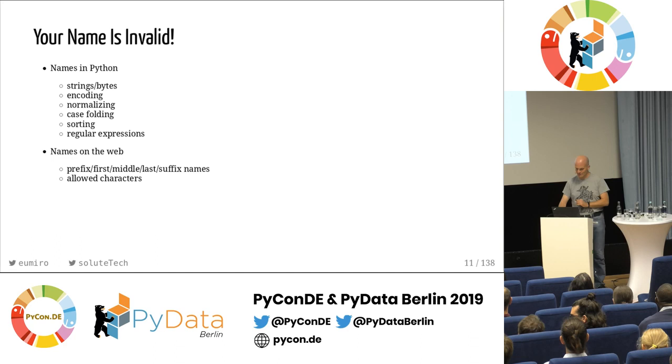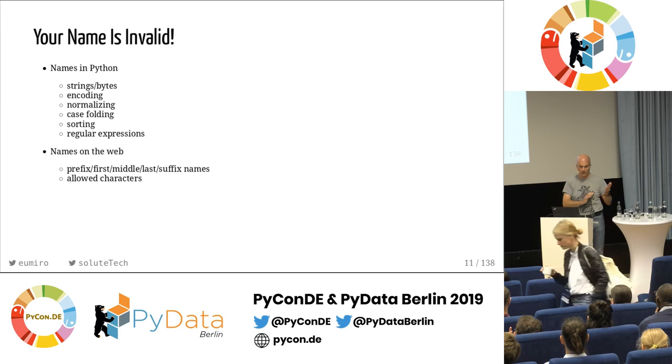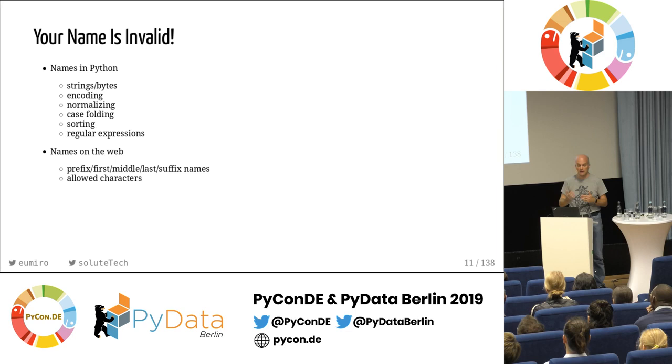So what are we going to talk about? We are going to talk about Python, so how to work with names or general strings in Python: comparing strings, bytes, encoding, normalizing, case folding, so uppercase, lowercase, sorting, alphabetical sorting, and regular expressions. And on the other hand, how to work with names on websites or in databases, the concept of first, last names, middle names, and how you should proceed with allowed characters in the names.